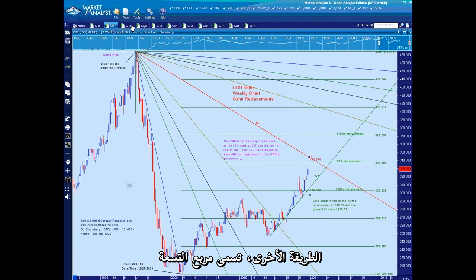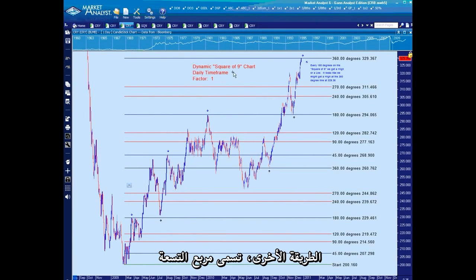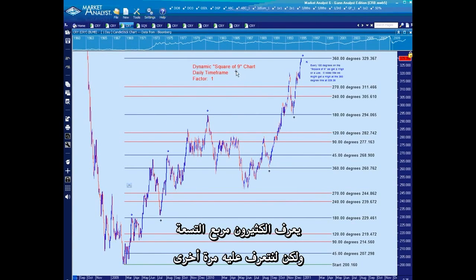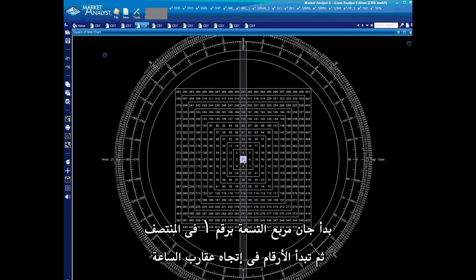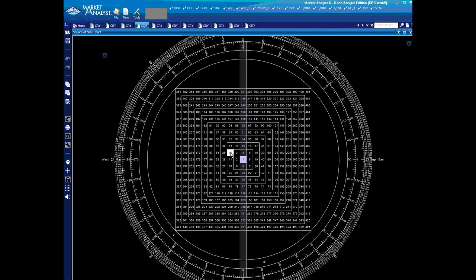The next technique is called square of 9. Now square of 9 is, a lot of people are familiar with it, but in case you're not, let me show you what it looks like. Gann started, you put the number 1 in the center of the circle. You do counterclockwise movements out, and you can see you're just going out, out, out. And each time you go out, you do 360 degrees. So if one revolution, you're out to 4, 15, 34, 61, 96.